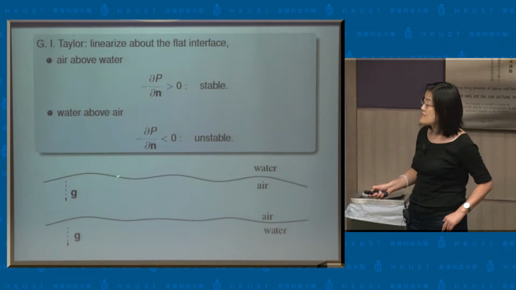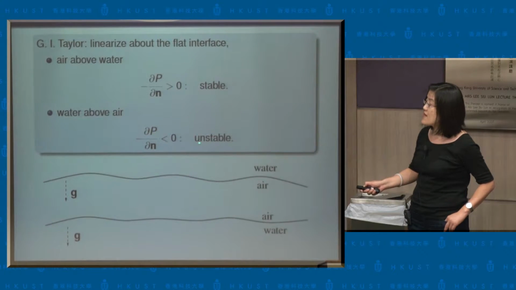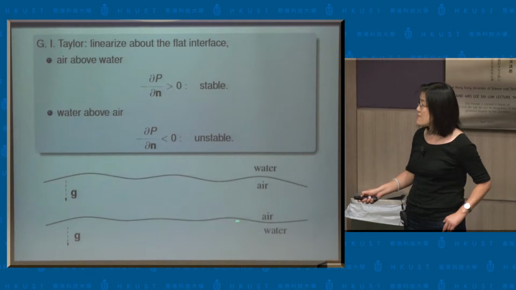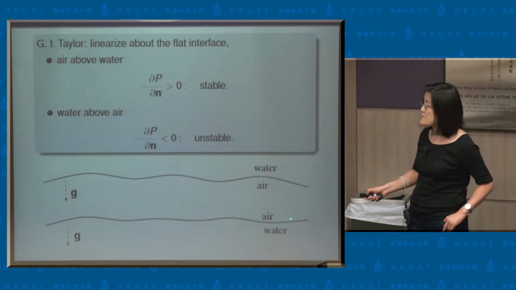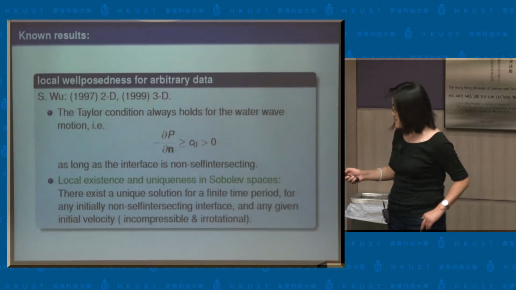So if you linearize the situation where the water is above air and the interface is almost flat, and you calculate negative dP, then you will find this is negative. And we know this is an unstable situation, right? You cannot hold water above air like this. And of course, if air is above water, this is a stable situation, and when you calculate this quantity, it's positive. But actually, what we can show is the following.